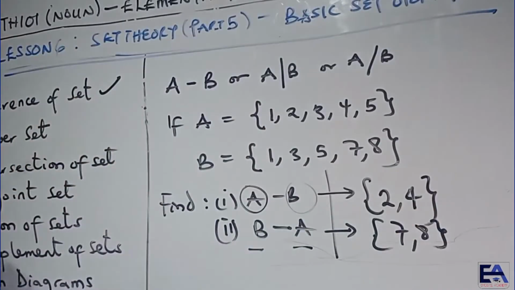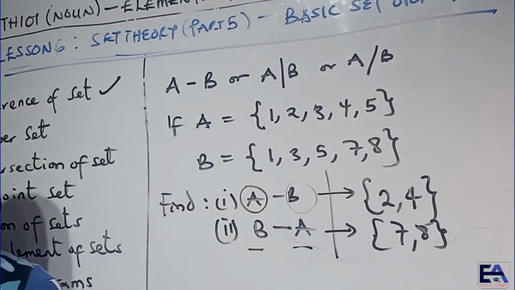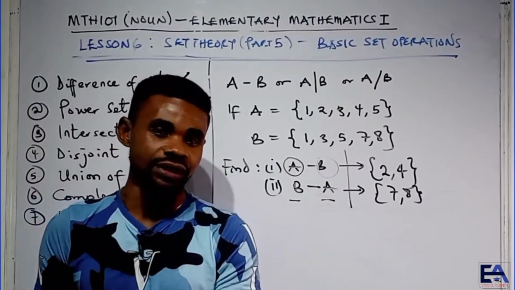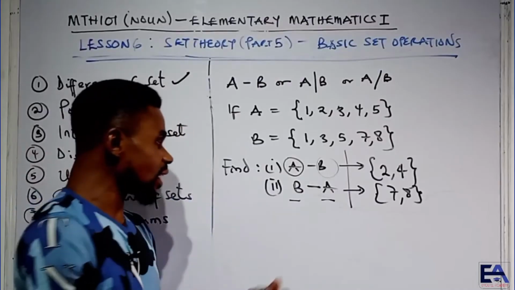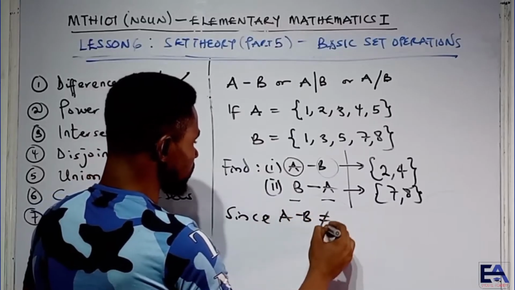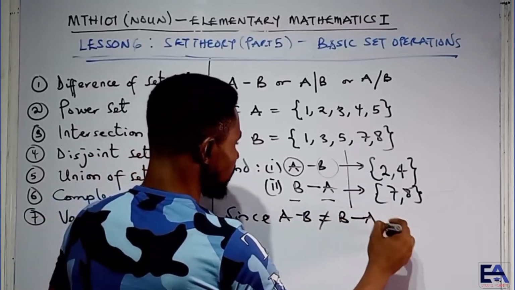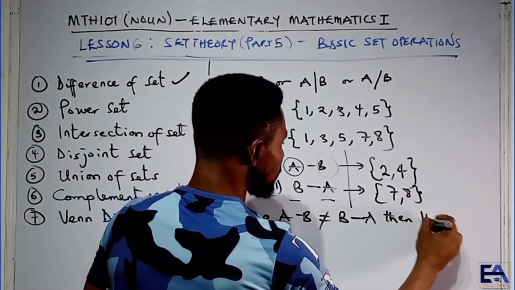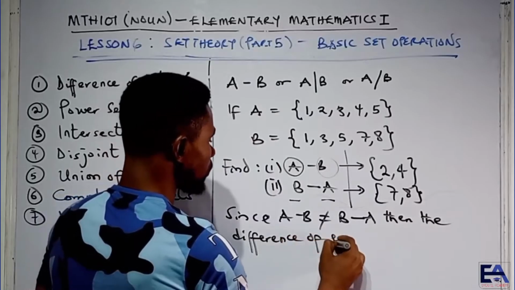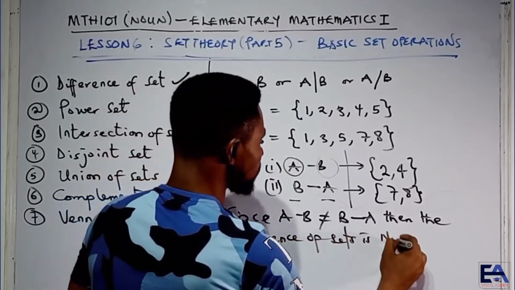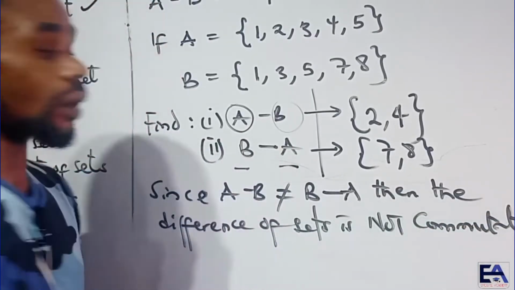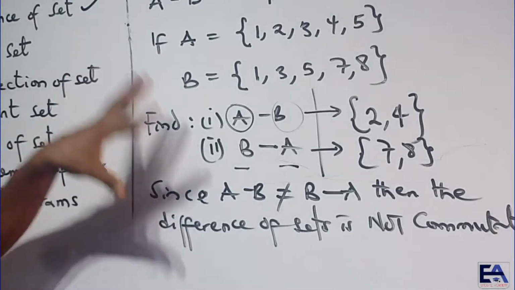As you can see now, A difference B is not the same result as B difference A, which simply means that the difference of two sets is not commutative. Since A difference B is not the same thing as B difference A, the difference of sets is not commutative. That is that as per the difference of sets.